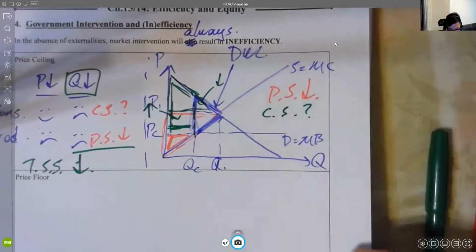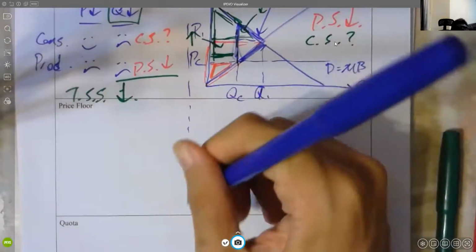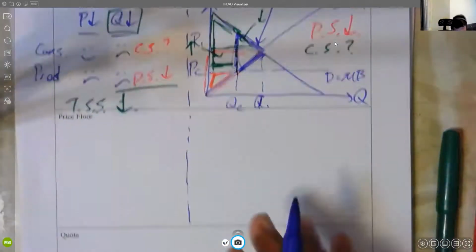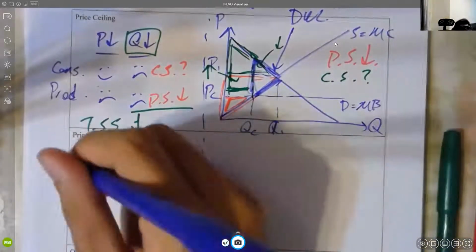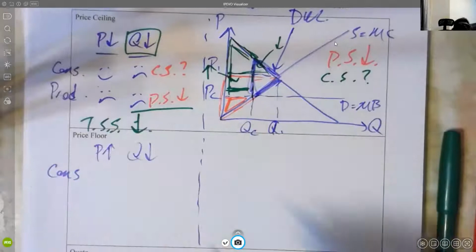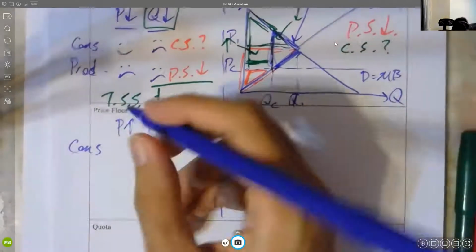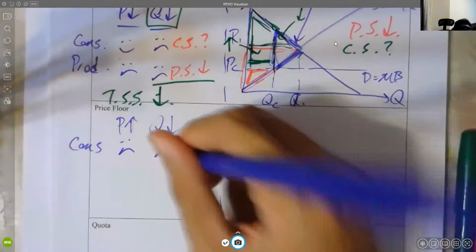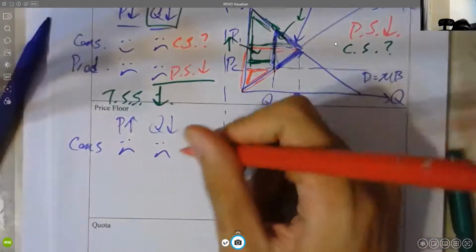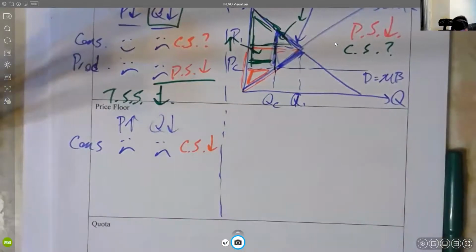Now, what about price floor and quota? They follow the very same logic. 又嚟啦噃 price floor, price goes up, quantity goes down. For consumers, what will happen? Yes, for consumers, price goes up, you will be unhappy. You're buying less. So double the unhappiness. Now, what about producers?